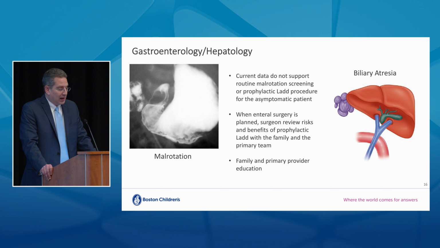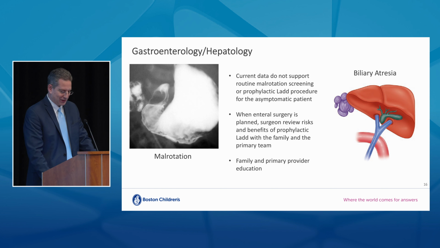On the other hand, for biliary atresia, which certainly can come up in patients with polysplenia, we do make sure that all patients have a direct bilirubin assessment to make sure that we are not missing this very important abnormality.